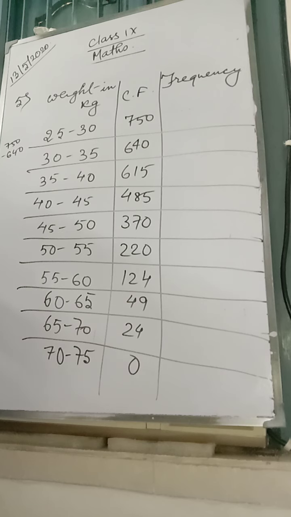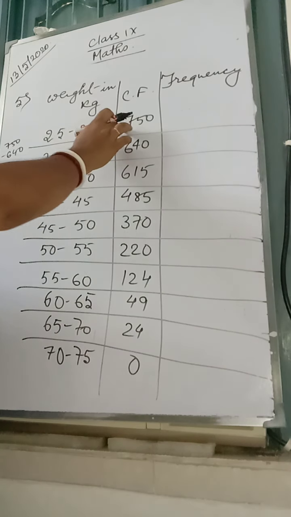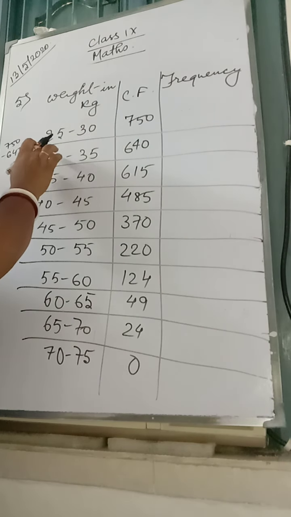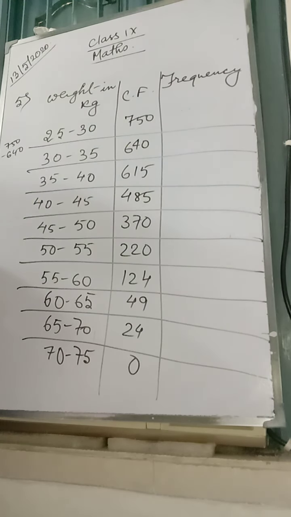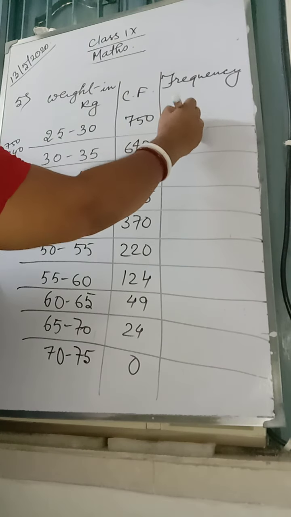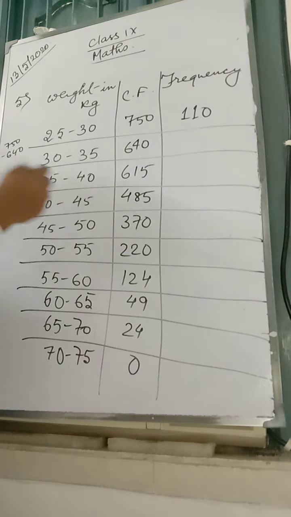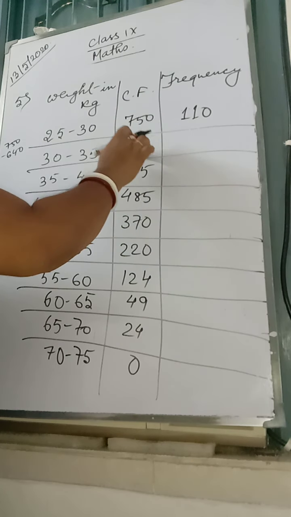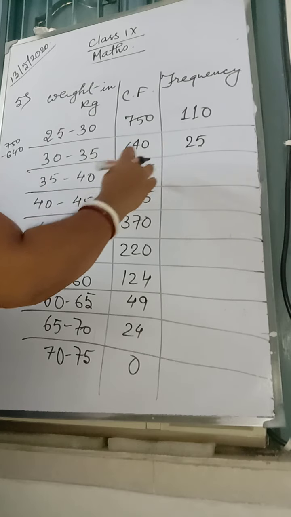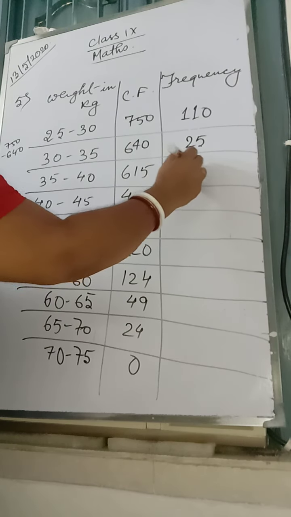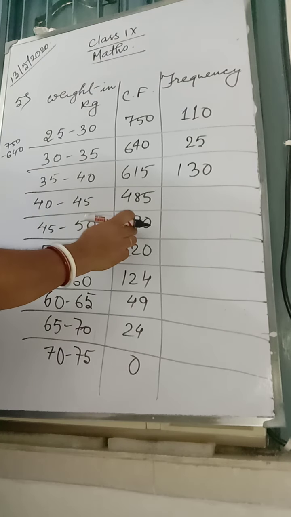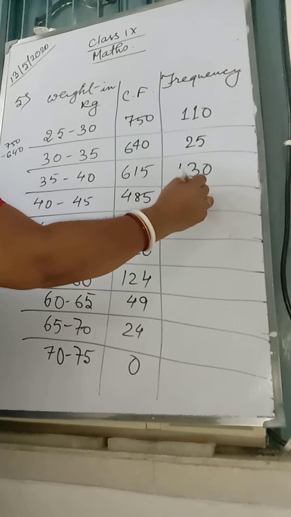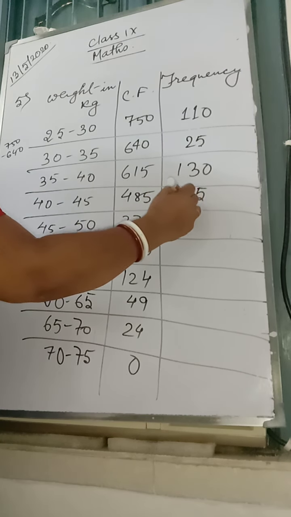So what we are going to do? We are going to subtract it. Just see, the meaning is the total is 750 and the weight between 30 to 75 is 640. So how much is only between 25 to 30? We will subtract 750 minus 640, that is 110 people. Then 640 to 615, 25. 615 to 485, 130. 485 to 370, this will give you 115.